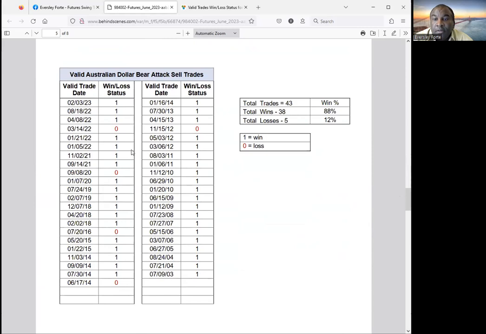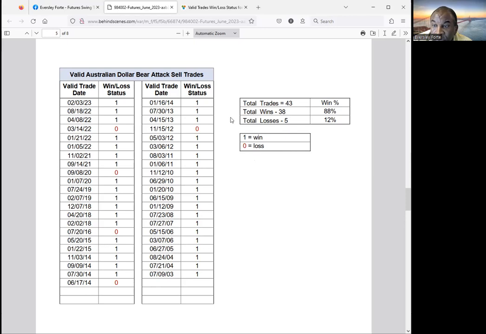For this particular symbol, Australian dollar, I listed it out in the handout. If some of you came in late, look to the chat window for the link to the handouts. We listed all the valid trades on Australian dollar going back to 2003 for this one particular strategy, and we're right at 88% winning trades. And this is the summarized stats for the Australian dollar.